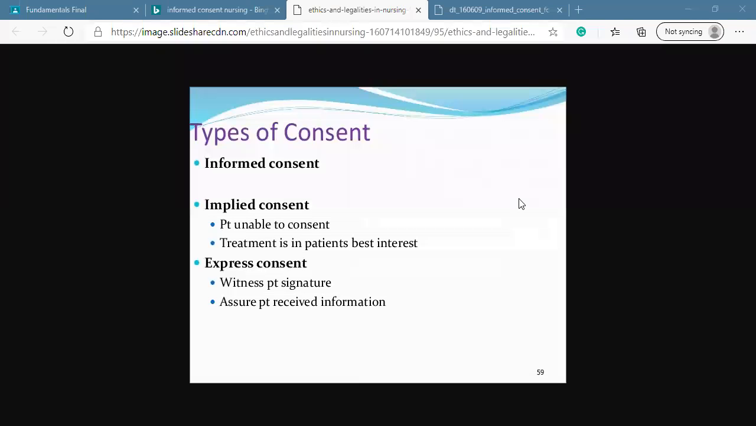So when we take the informed consent as a healthcare provider, all the time we have to explain to the patient the procedure, the patient's diagnosis, and the different treatment options, right? After the explanation of everything, we have to take their consent.